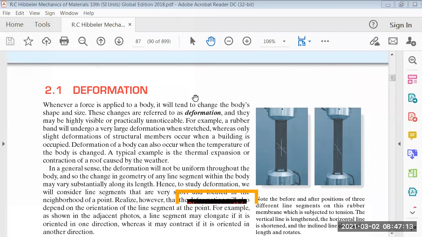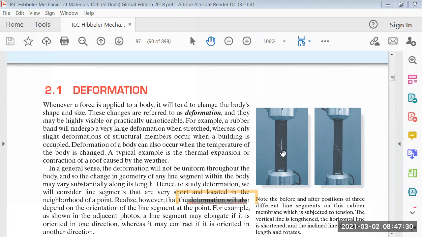Deniz, yeah? Yeah, exactly. Increase in length. This line has experienced an increase in length due to the tensile force.